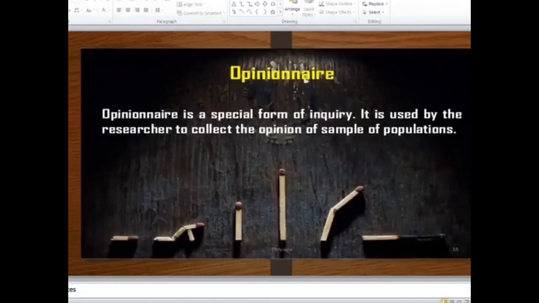And the last type is the opinionnaire. An opinionnaire is more or less synonymous with an attitude scale. An opinionnaire is a special form of inquiry. It is used by the researcher to collect the opinion of some sample of the population. We can use this opinionnaire for this purpose.